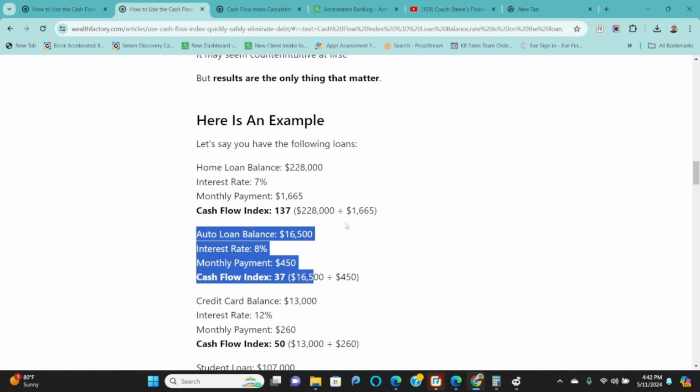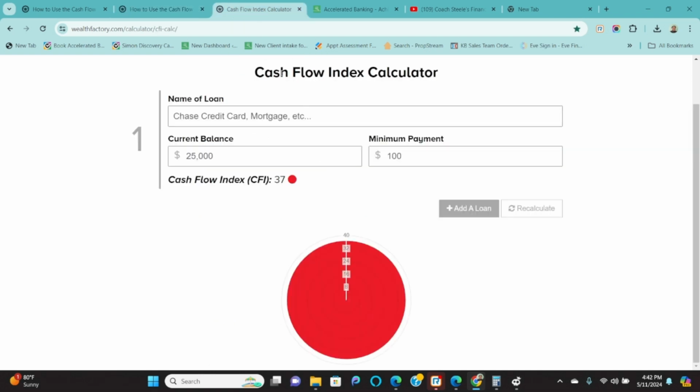So that's just two quick examples, but even better, let's go to a calculator and implement this and show you how to use a cash flow index calculator to decide which debt you would attack first. And we can see what the cash flow indexes are on that.